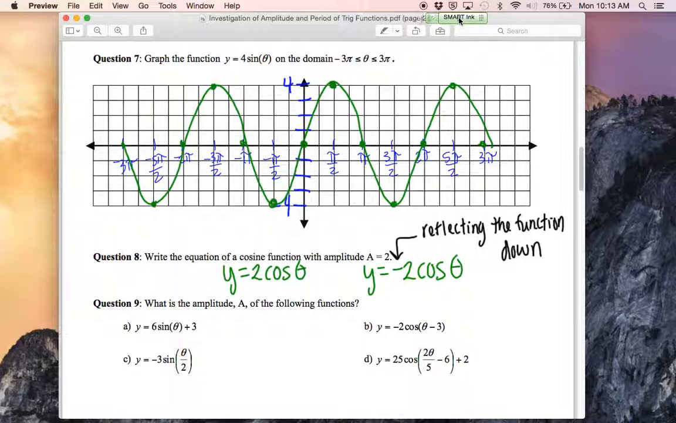So let's look here at number 9. What's the amplitude A? So amplitude 6. Amplitude here is positive 3. Remember, it's the absolute value. Here, amplitude is the absolute value of negative 3, which is 3. It's the absolute value of negative 2, which is 2. And the amplitude here equals 25.